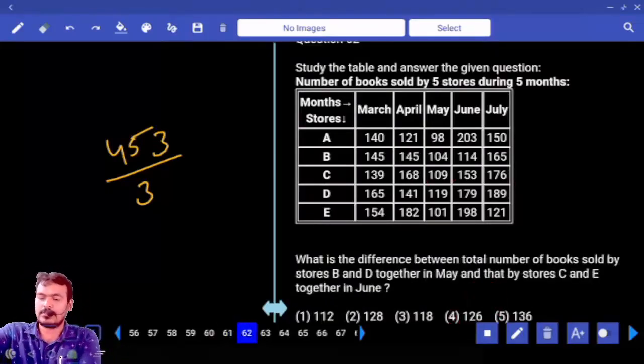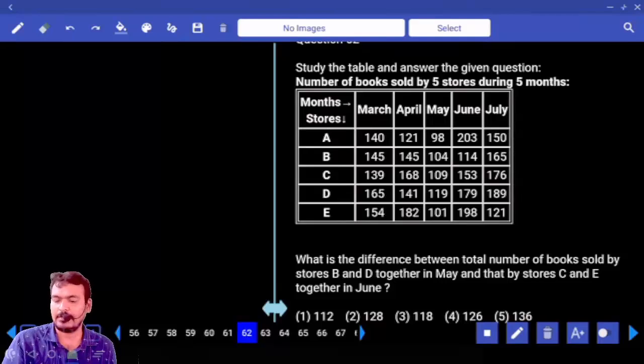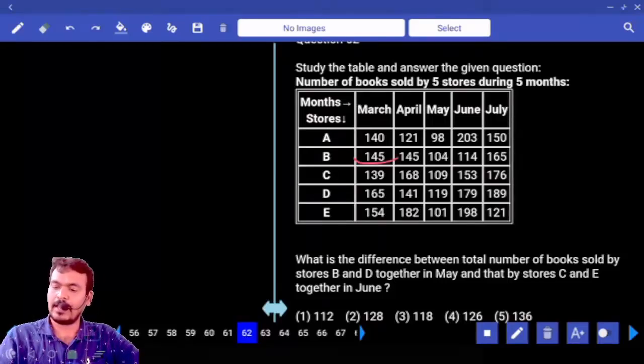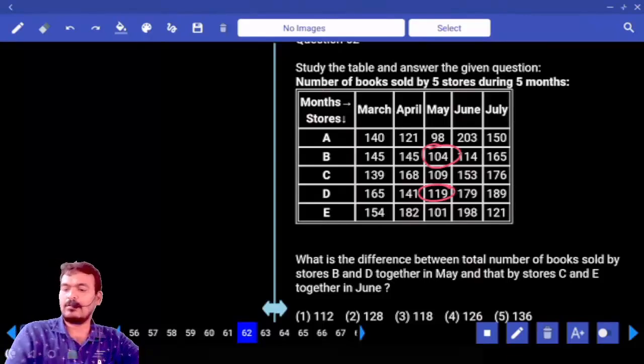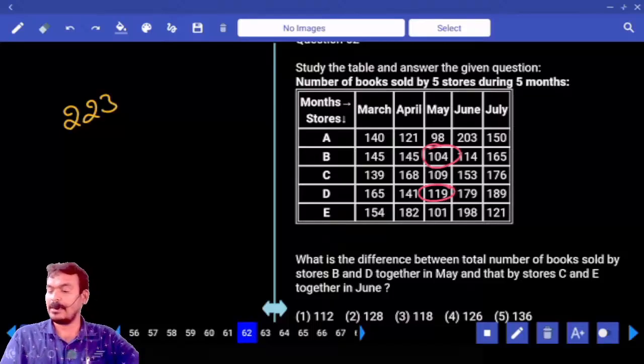Next question number 62. What is the difference between the total number of books sold by stores B and D together in May and C and D together in June? B and D together in May. What is the B value in May? 104 and D value 119. Total it is 223.